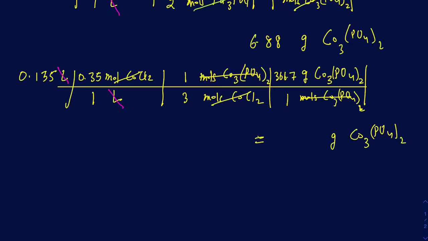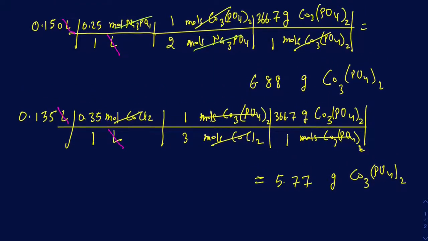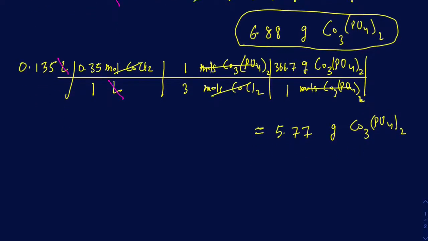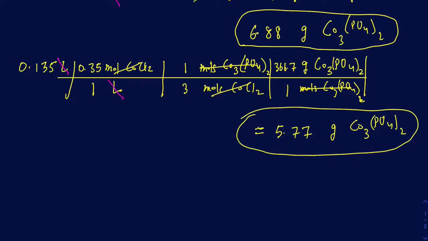Then you can go ahead and do this math here. We got 0.135 times 0.35 times 366.7, and divide that by 3. And that comes out to be 5.77 grams. So in the case of sodium phosphate, we actually made 6.88 grams of cobalt 2 phosphate, and in the case of cobalt 2 chloride, we made 5.77 grams of cobalt 2 phosphate.